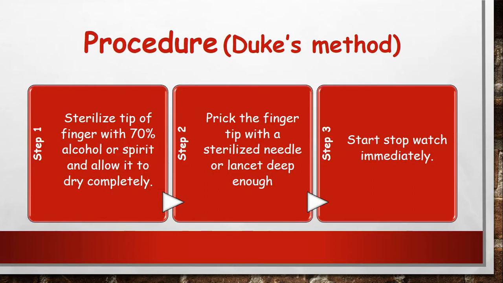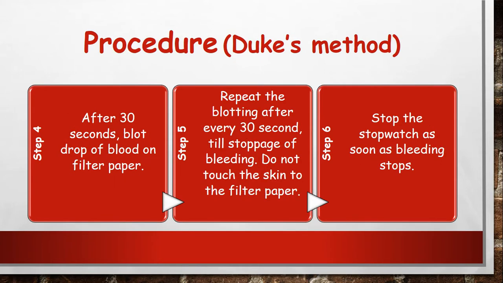Now procedure for Duke's method. Step 1, sterilize the tip of the finger with 70% alcohol or spirit and allow it to dry completely. Step 2, prick the fingertip with a sterilized needle or the lancet deep enough. Step 3, start stopwatch immediately. Step 4, after 30 seconds, blot drop of blood on filter paper. Step 5, repeat the blotting after every 30 seconds till stoppage of bleeding.